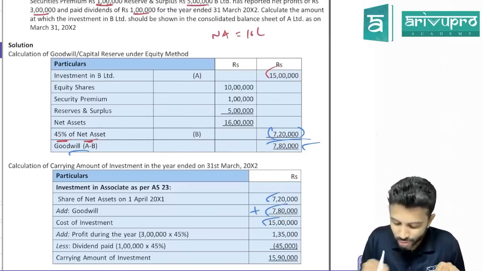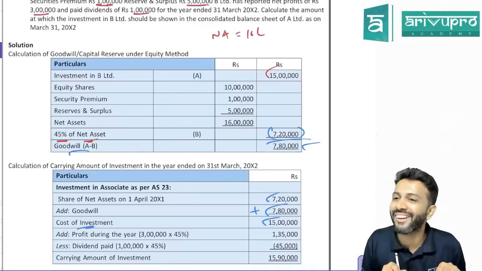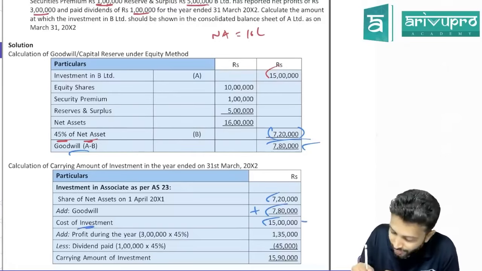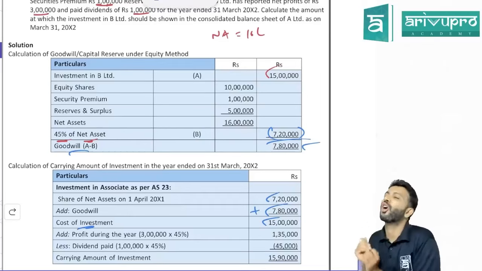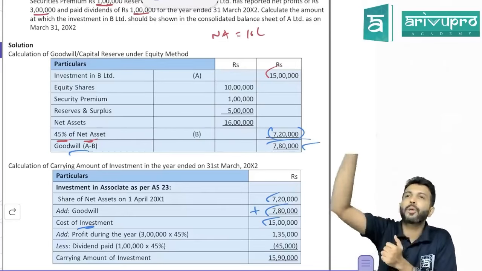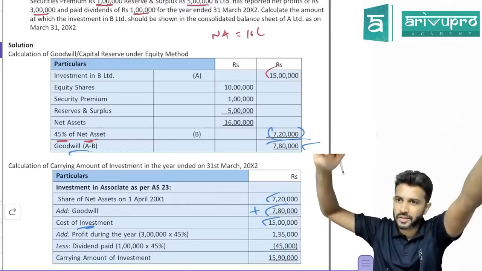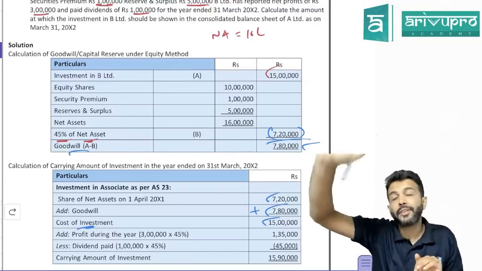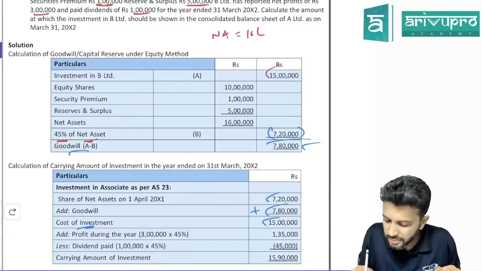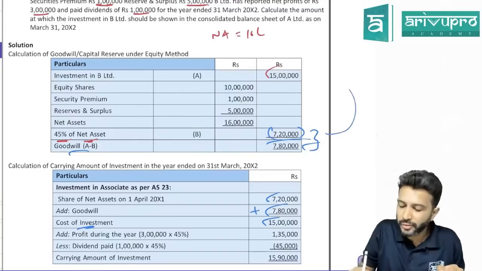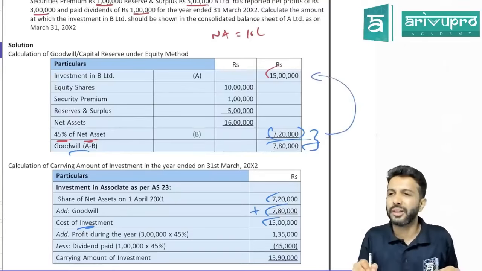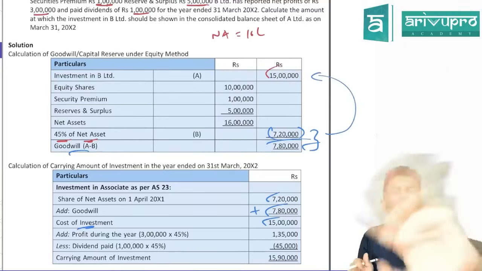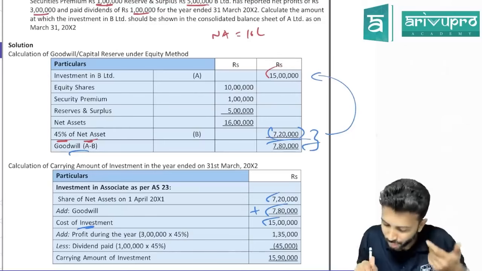Is this goodwill shown separately, or is it the cost of investment only? Cost of investment. Meaning this goodwill, we assume, is included in the cost of investment. So don't start from the cost of investment. Usually we start from the cost of investment, no? Instead, start with net assets. If you have goodwill, add it. So net assets plus goodwill, if you add, obviously you will get the cost of investment. So indirectly what I'm saying is goodwill is not accounted, but you show it like this.